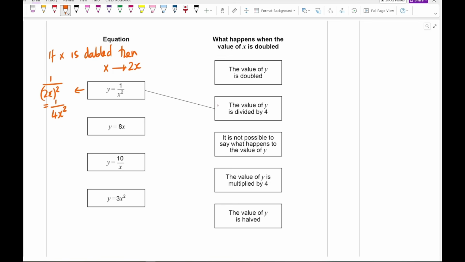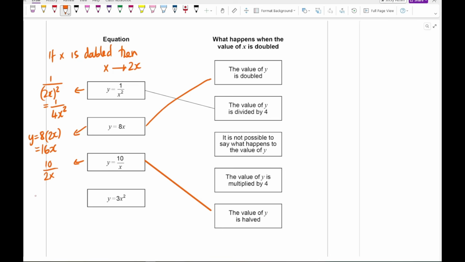So this one has been divided by 4, which is correct. Then for this one here, this is going to be y equals 8 lots of 2x, which is going to equal 16x. So this one has been multiplied by 2 in comparison to the original one, so that's going to be doubled. Then for this one here, that's going to be 10 over 2x, which again we're looking at halving our value of this expression, so this is going to be this one here.